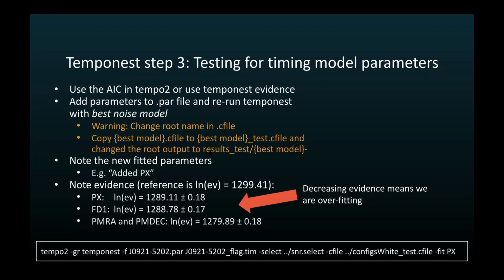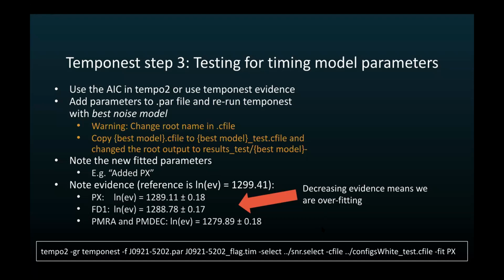So once you've done this, and wherever you're keeping track of what you're doing, note that you're trying a new parameter. So let's say, note that I'm adding px, which is parallax, to the par file, or I'm adding -fit px to the end of my command. This is probably the easier way to do it. So maybe ignore the par file. Let's just stick to doing it on the command line.